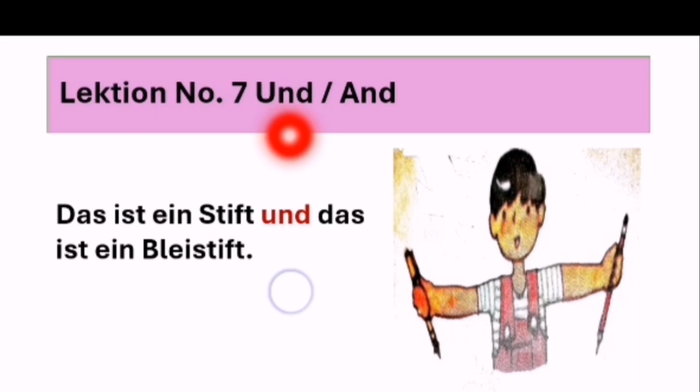Und, okay? U-N-D. Pronounce D like T. Und, not and. It is not and. It is und in German language. So let's come to the picture, okay?